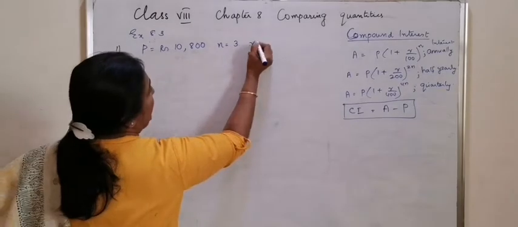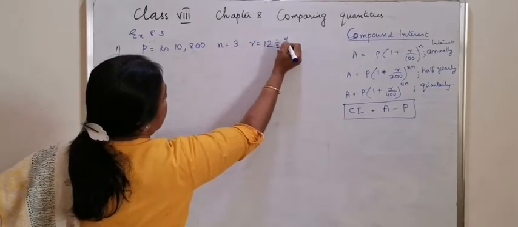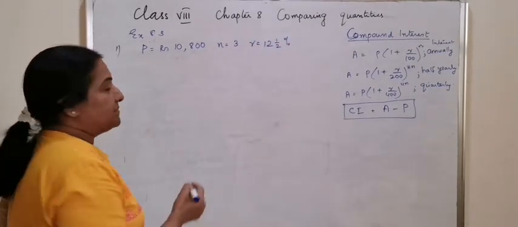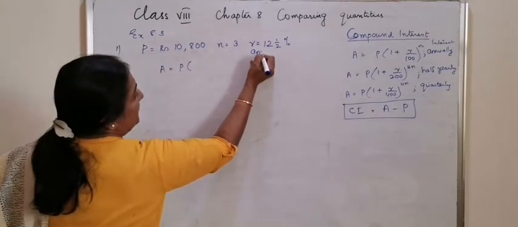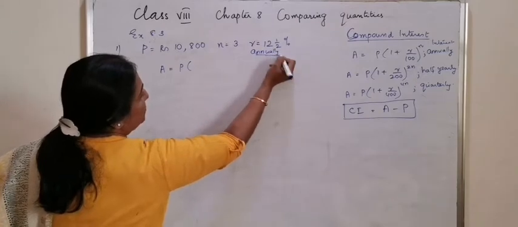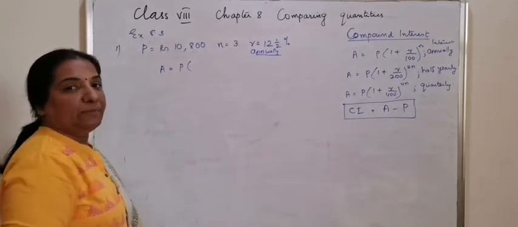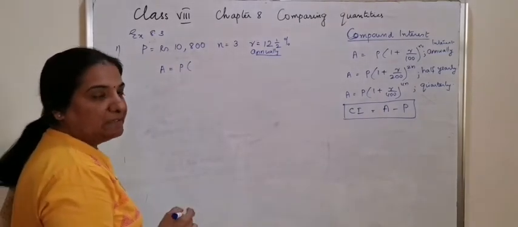The rate is given as 12.5%. So when you substitute in the formula, A is equal to, and it is given annually. You mention it so that whichever formula you have to apply, you can apply without making a mistake.